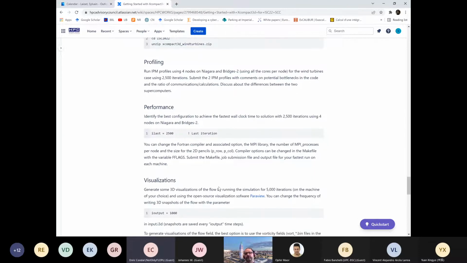So the bulk of the competition will be to find the optimal combination in terms of Fortran compiler, options, MPI libraries. How do you tune the MPI network? How do you tune the number of MPI processes per node, and so on and so on? This is what we are expecting mainly from you.